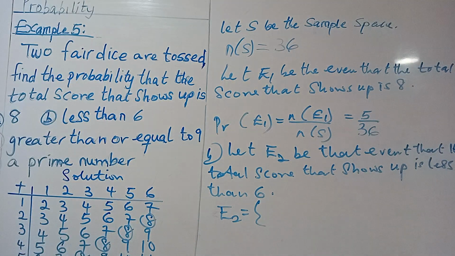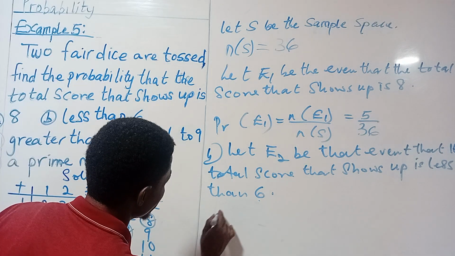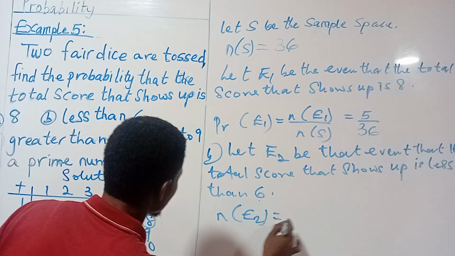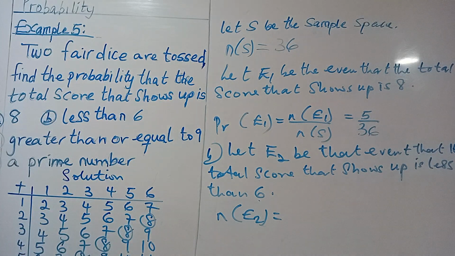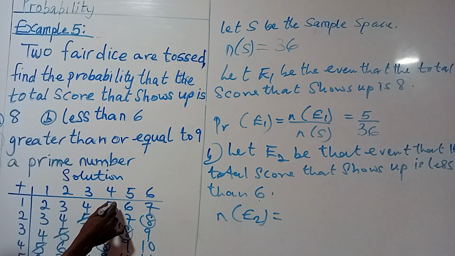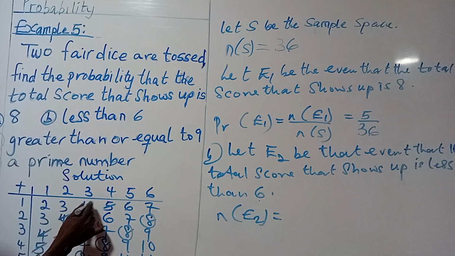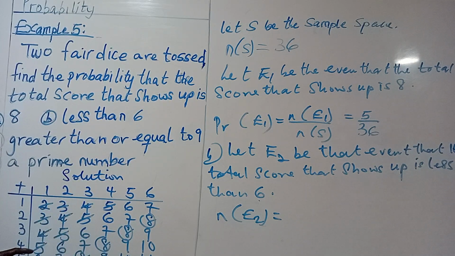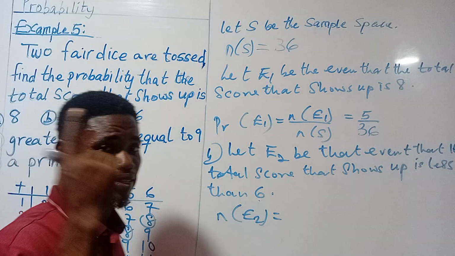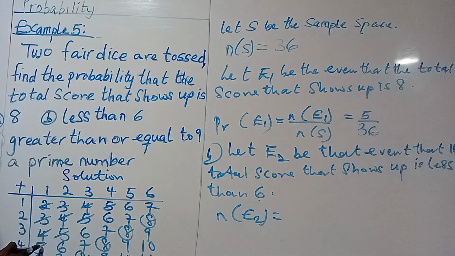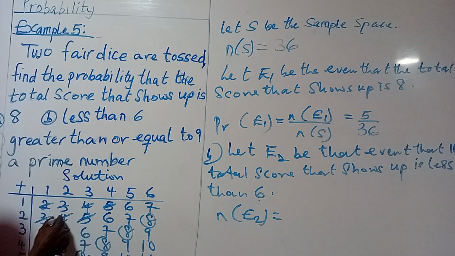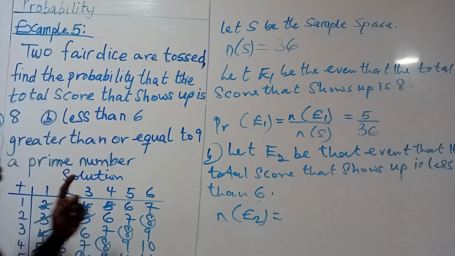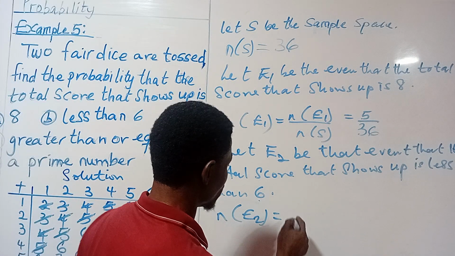We have n of E2 then equals to less than 6. Then look at those numbers that are less than 6. We have 5, 2, 3, 4, 5, 6, 7, 8, 9, 10. They are 10. They are the numbers that are less than 6. That is, we said the total score that shows up is less than 6. So the total score shows up that is less than 6 is 10.